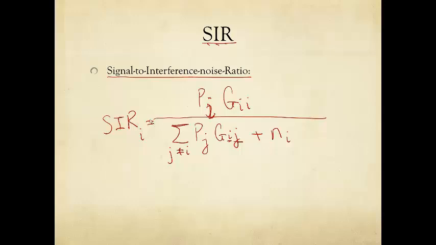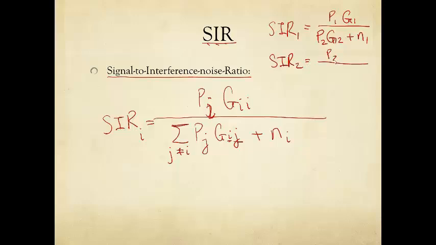For example, in our previous case, we have just two users, and therefore SIR1 is simply P1 G11 over P2 G12 plus N1. And also SIR2 is just P2 times G22 over the interference, which is P1 times G21 plus N2. But in general, you have more than one term here in the denominator. Okay, so now that we have the notation, let's look at what kind of a function this SIR is.